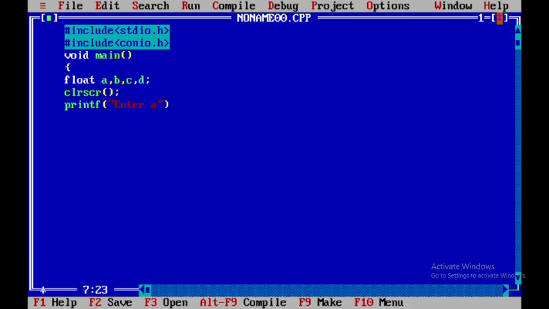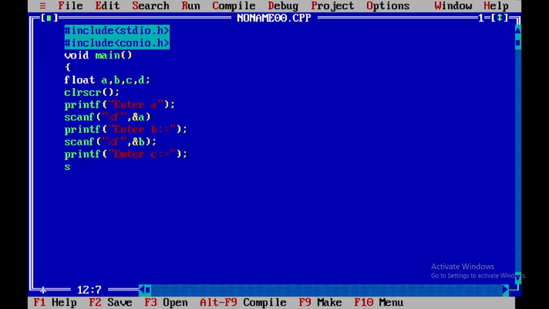Then we are going to display the message printf enter a, then scanf. We are going to enter separate values of a, b and c, so %f and a. Next we are going to printf enter the value of b, coefficient b. And scanf %f, since it is a floating point variable, and b. Then printf enter c.